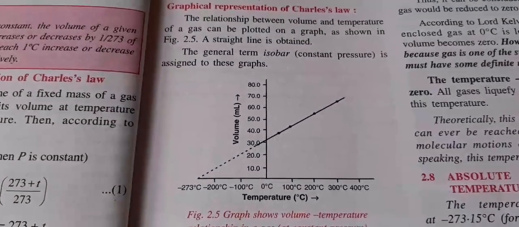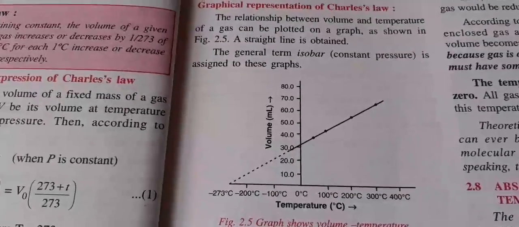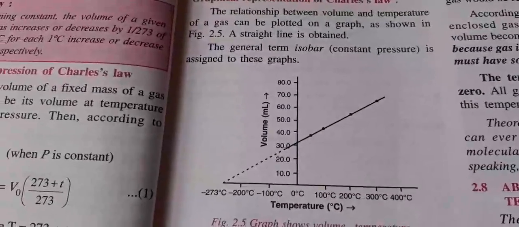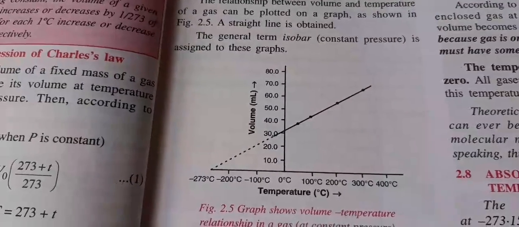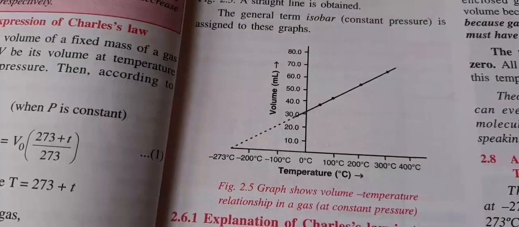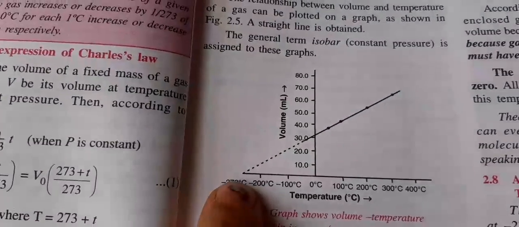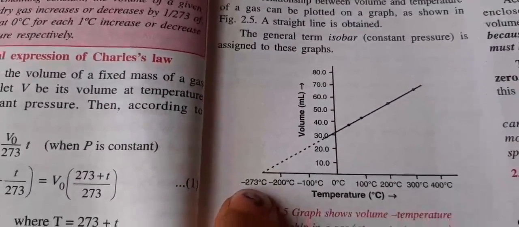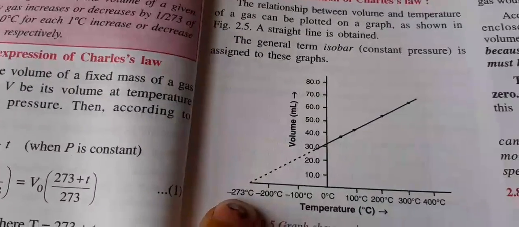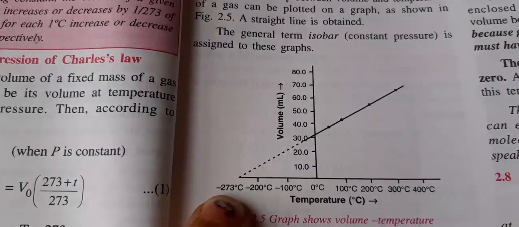Now let us do the graphical representation. When we draw a graph between volume and temperature, we see a straight line. It's an isobar, meaning a graph or a process in which pressure is constant. We call them isobars. So it's a volume-temperature relationship. It says that it's a straight line passing through the volume axis and meeting the temperature axis at minus 273 degrees. And minus 273 degrees is supposed to be the minimum temperature, which has not been attained. It is a hypothetical temperature.